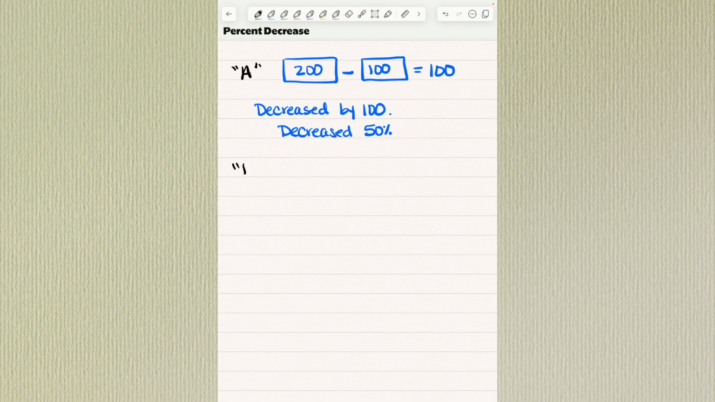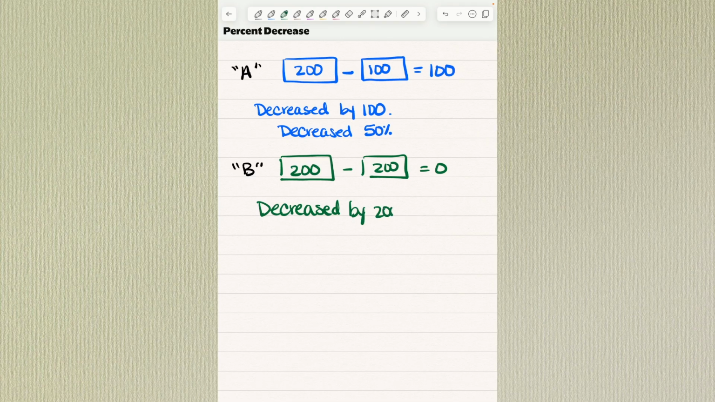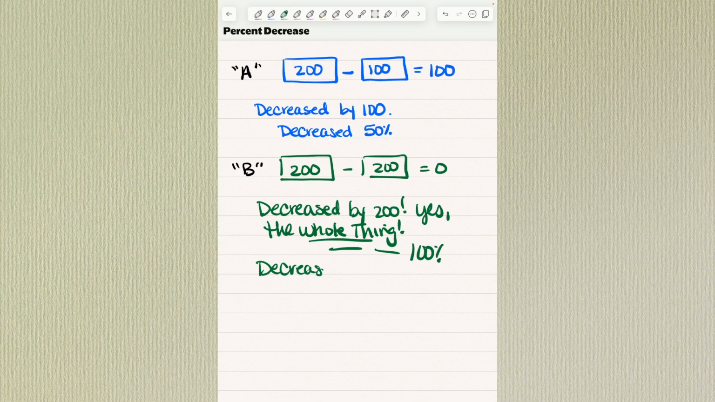Let's look at this one. What if, again, we started with the box of 200 and then we subtracted 200? You're left with 0. So did you decrease by the entire 200? Yeah. You decreased by, did I spell that right? Yeah, 200. So yes, the whole thing. So if you took the whole thing, remember a whole thing, that's 100%, right? So you decreased this 200 by 100%. Why? Because you took the whole thing.